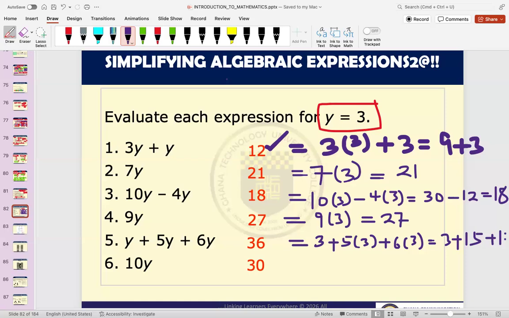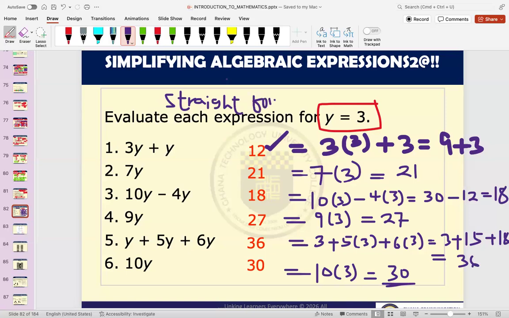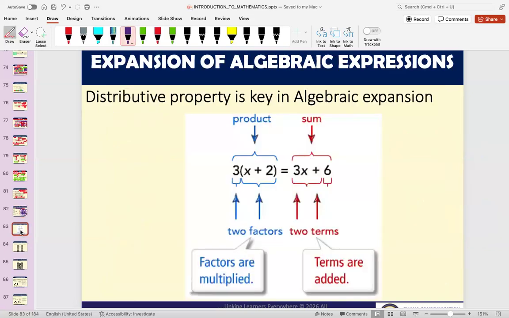Ten y, wherever you see y, you put 3 there. And you finally end with 30. So these are straightforward substitutions. You don't even simplify them. You just substitute wherever you see y, you put the value there, and then you go ahead. All right.